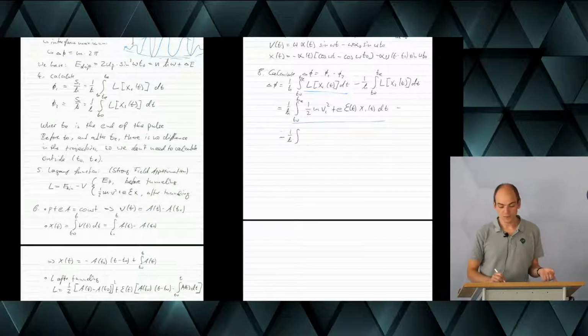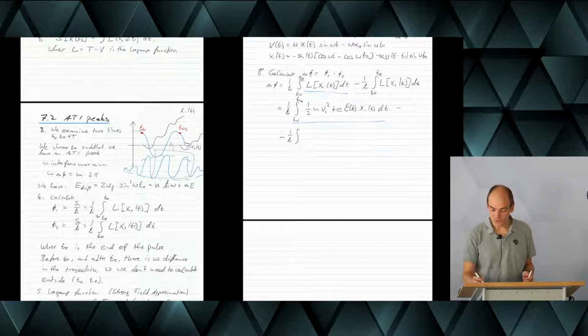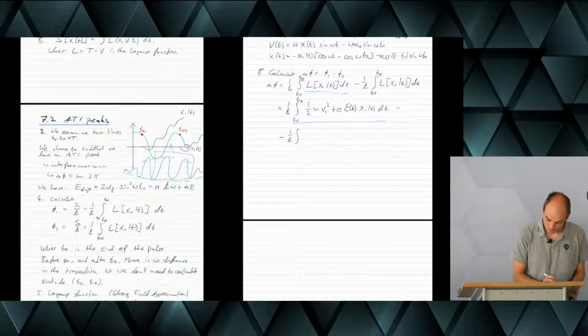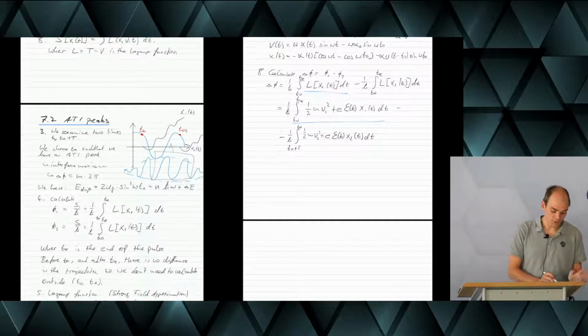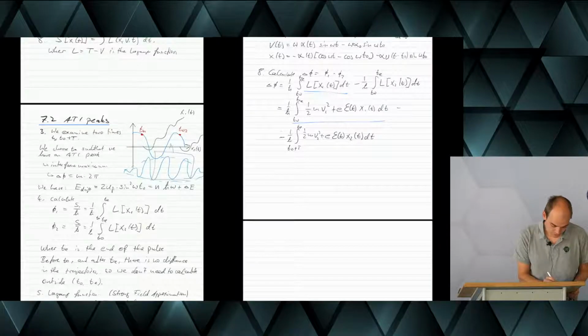And now we need to take into account that the second trajectory only starts here. Yeah, so it goes from t0 plus t to the end. And then we need to consider this part where the electron is still bound. So t0 plus t to the end of the pulse, 1/2 m v2 squared plus e of t x2 of t dt. Sorry, this is the 2. I guess I could have and maybe should have added the time dependence here as well. So just consider it being there. You know what? I put it there. And here.